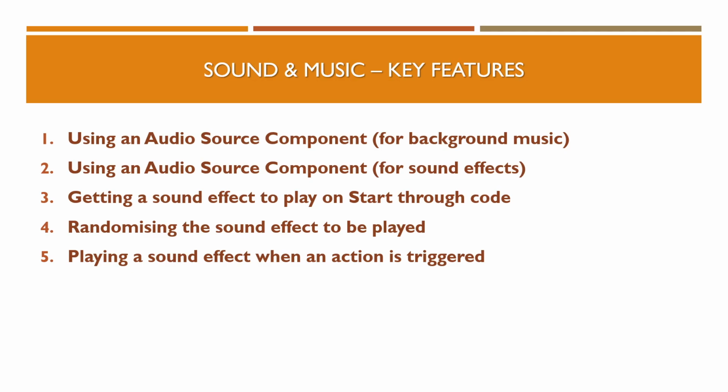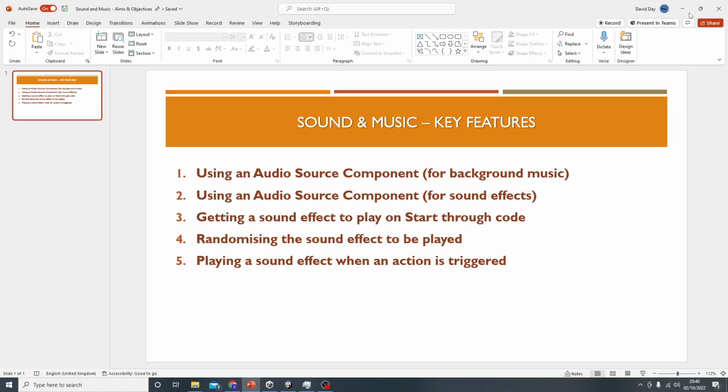Primarily in this case it's going to be some random sound effects that an object or an enemy is going to make. Then we're going to randomize that sound effect so they're not all making the same sound effect. In the case of many zombies in this instance, we don't all want them making the same sound effect, we want that to be different. And then finally playing a sound effect when an action is triggered, in this case when a gun is fired. So that's what we're going to be doing in this short presentation.